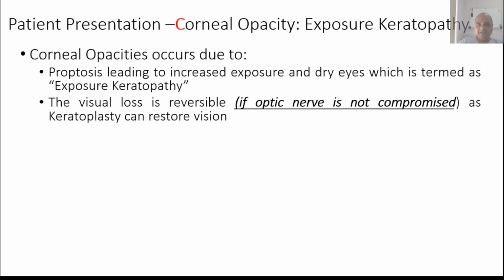But this blindness is reversible because it can be remedied by keratoplasty. But obviously, keratoplasty would only be effective if the optic nerve function is still sort of intact and the optic nerve is not so severely compromised that that is the reason for the decrease in vision, in addition to obviously corneal opacities. But keratoplasty is only done once the disease has sort of stabilized.